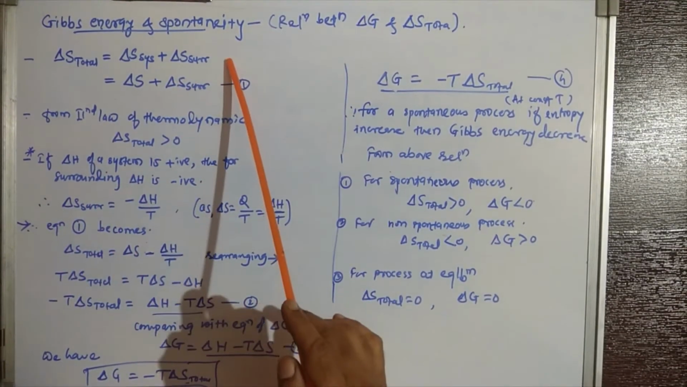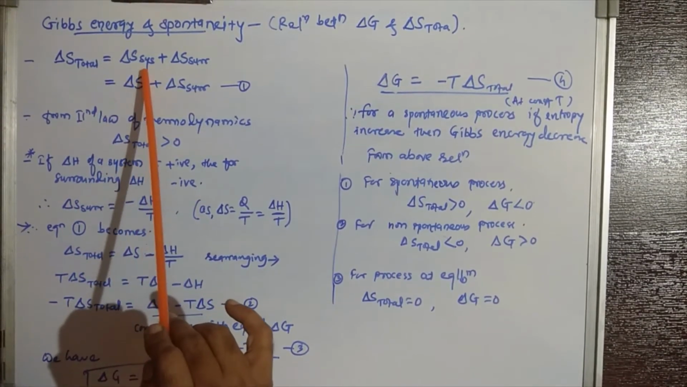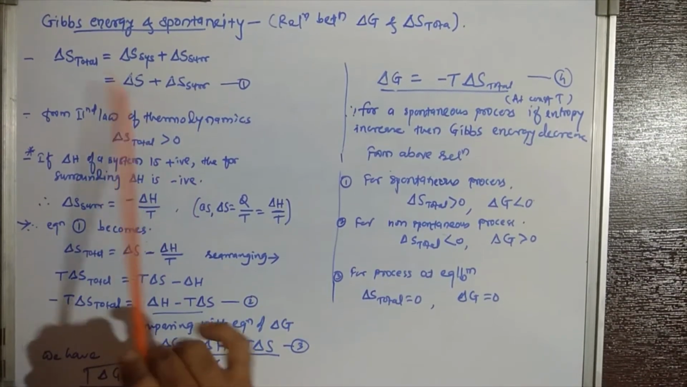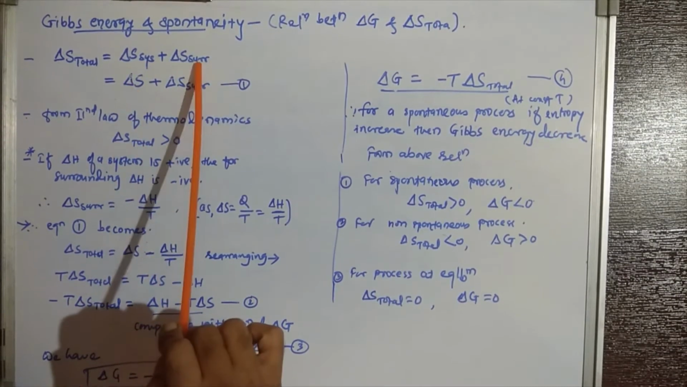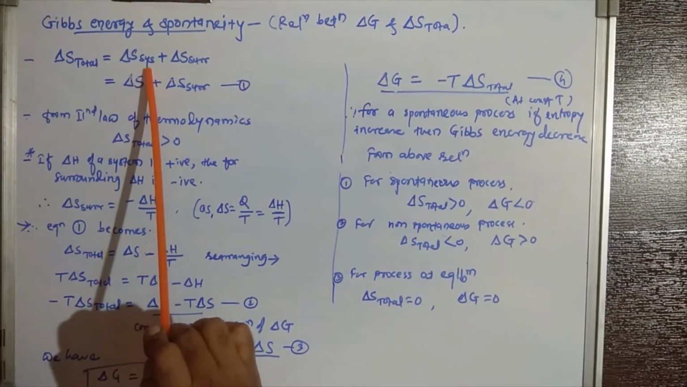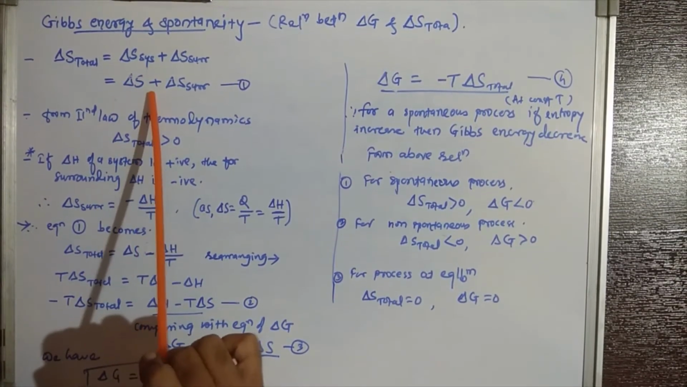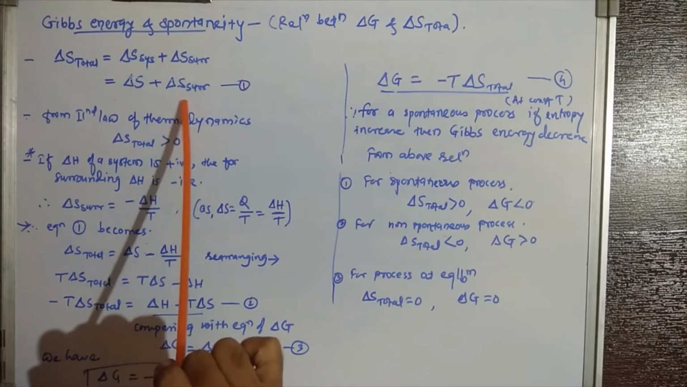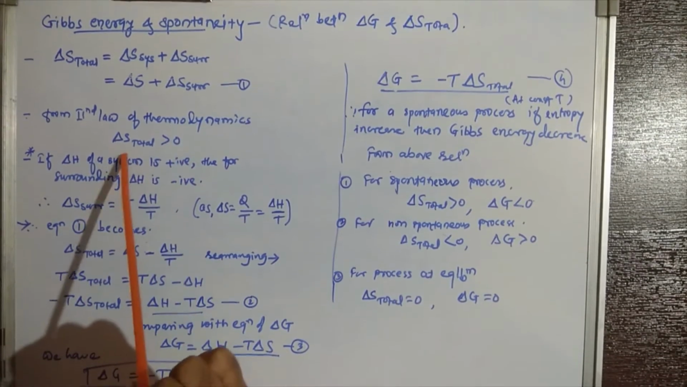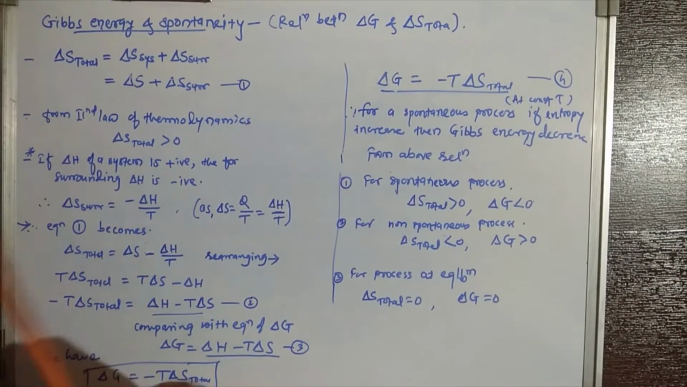Now for spontaneity in terms of Gibbs energy, we know delta S total is equal to delta S system plus delta S surrounding, according to the second law of thermodynamics. Henceforth, we are simply taking delta S system as delta S. So the equation is delta S plus delta S surrounding, which is delta S total. From the second law of thermodynamics, delta S total is always greater than 0. Entropy increases in a spontaneous process.